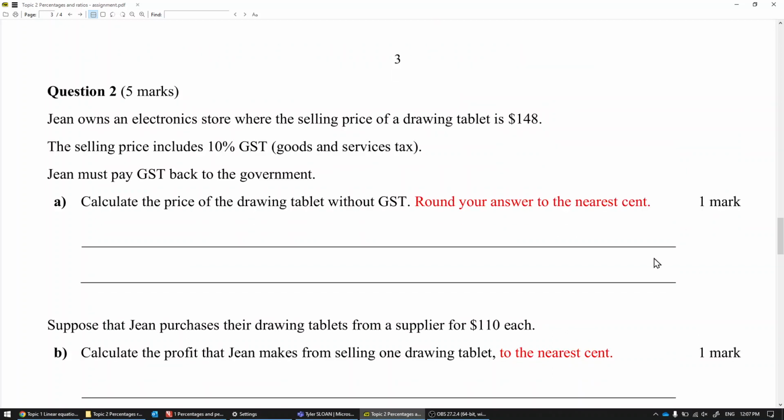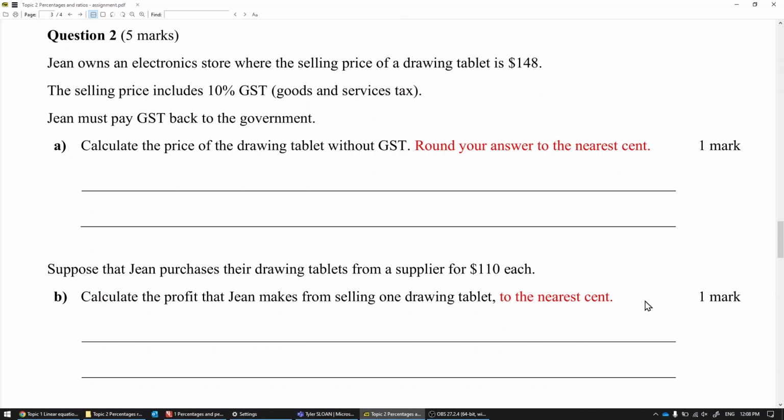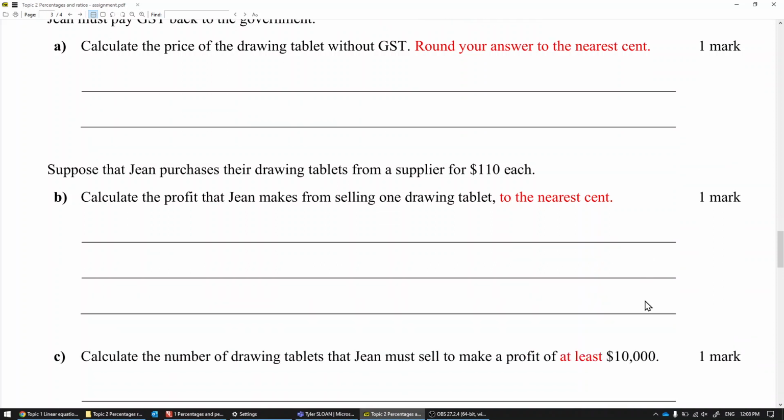Okay, question 2. Please turn the page. Question 2A, round your answer to the nearest cent. Part B, also round to the nearest cent. Okay, so part A, question 2, to the nearest cent. Part B, to the nearest cent.